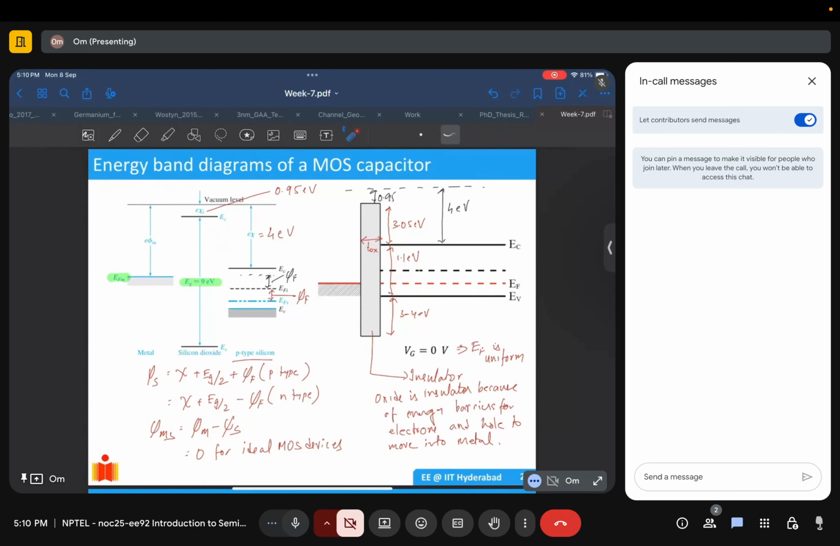Okay. So the work function on the semiconductor side, you can see, will be this chi, that is 4 eV, plus Eg by 2, and this is phi f, right? The Fermi potential, that is Ei minus Ef.